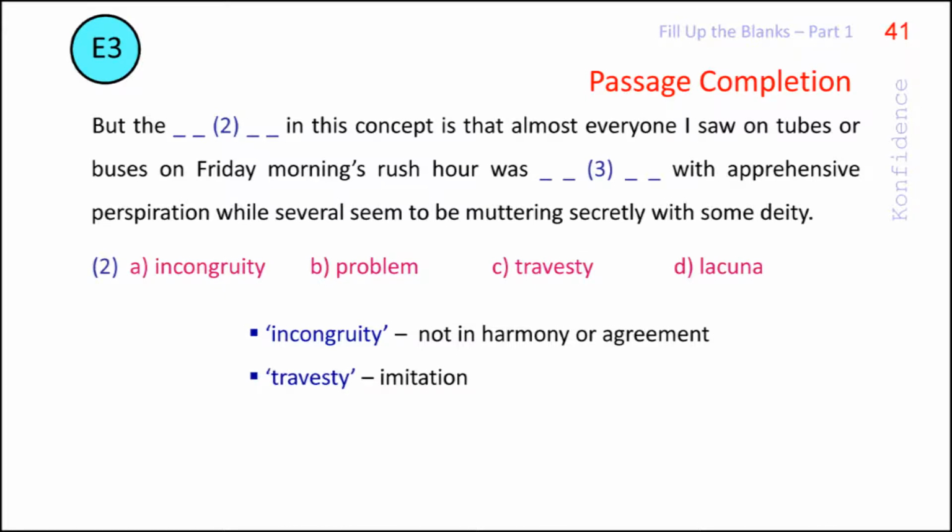Option C, travesty means imitation. To say imitation in this context is absurd. Option D, lacuna means gap. And there is no gap in this context. So option C and D are also incorrect here. Option B, problem, is the right choice. As everyone behaved in the same way, the concept did not help the author to identify the real suicide bomber. It was a grave problem.